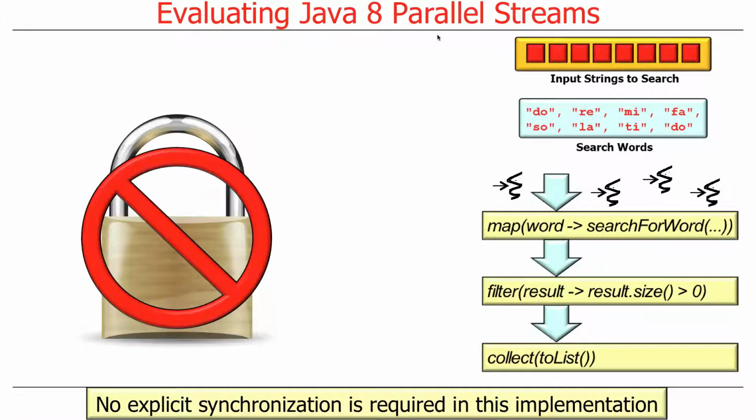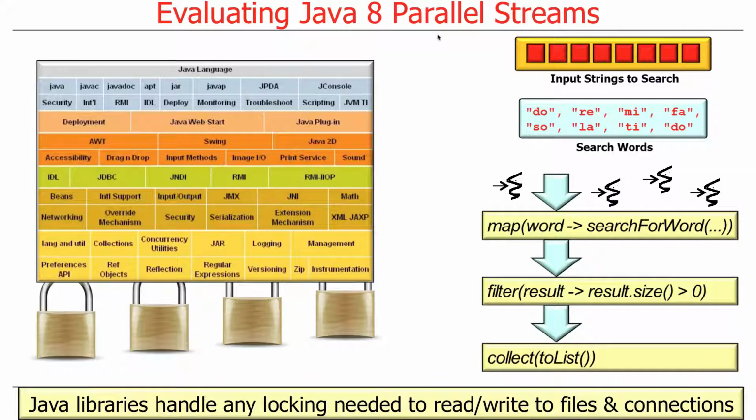You'll also notice if you go back and look carefully at the implementation of the examples, there's really no explicit synchronization required. We don't have any places where we have any locks. The reason for that is the way we designed the program, any locking that was needed was handled internally to the Java libraries for things like opening files and reading and writing to files or reading and writing to sockets. All that stuff is handled for us by the Java class libraries. And so we don't have to do any synchronization in our code at all.